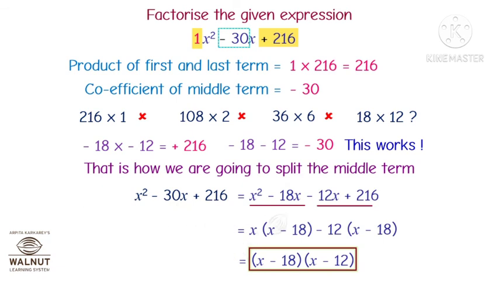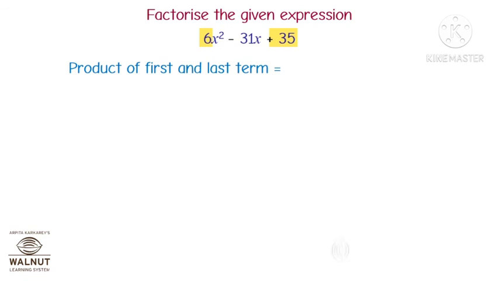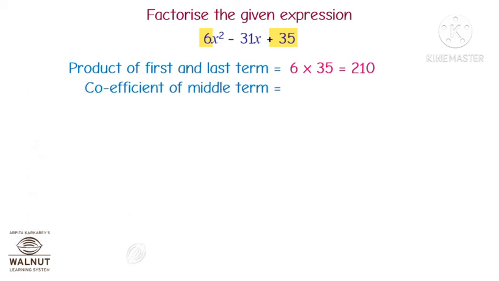Let's take a look at another one. Factorize the given expression. 6x square minus 31x plus 35. Product of first and last term is equal to 6 into 35, which is equal to 210. Note the signs here. Coefficient of middle term is equal to minus 31. Note the signs here too.